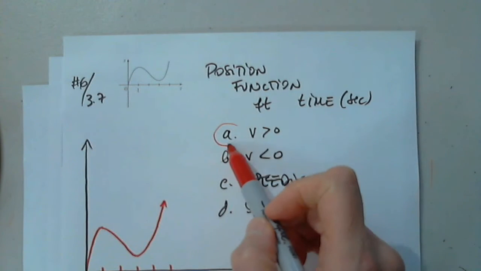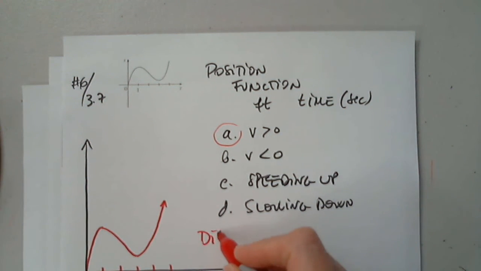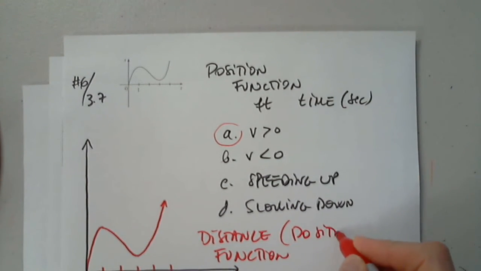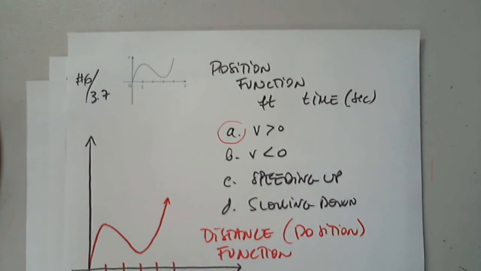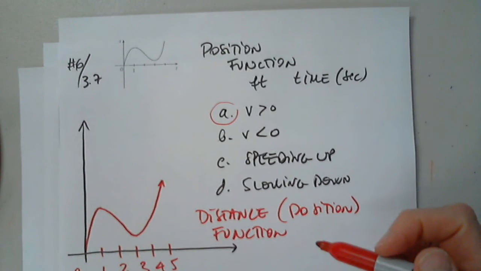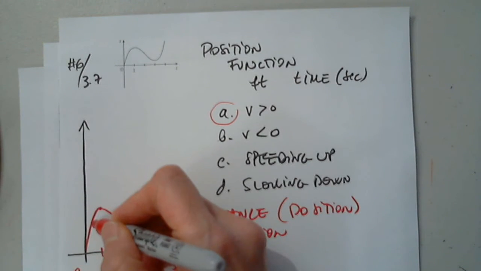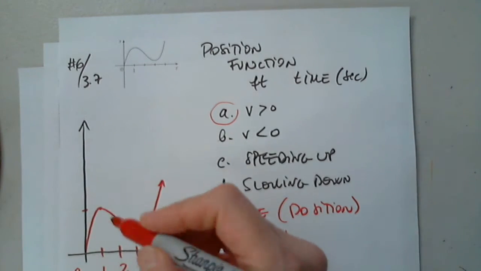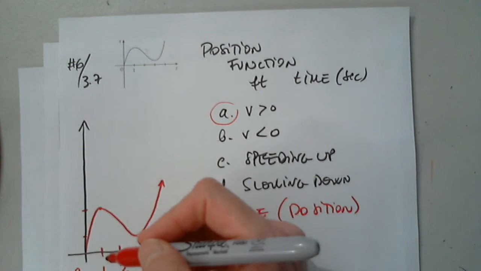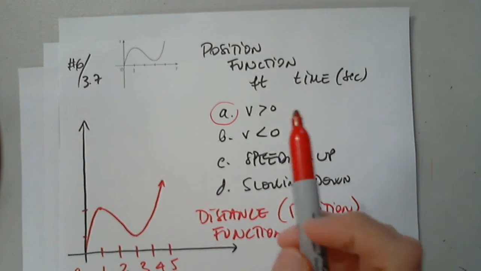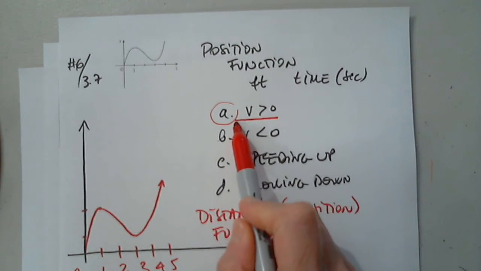First question is asking us, so remember this is the distance function or position. In other words, this function gives us the position of the particle at any point in time. So at 1 second, the distance is this. At 3 seconds, the distance is this, and so on and so forth. Okay, so when is the velocity positive?